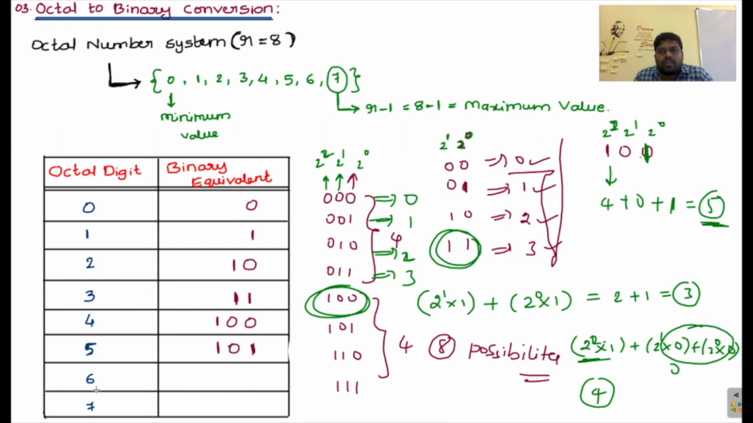If you want to represent the binary equivalent for 6, I will take 4 as it is, and this time you can enable the second position and disable the first position. That means what?